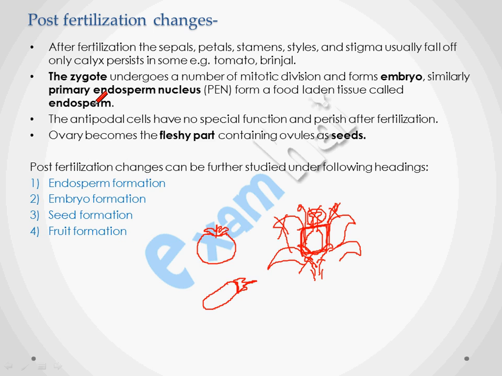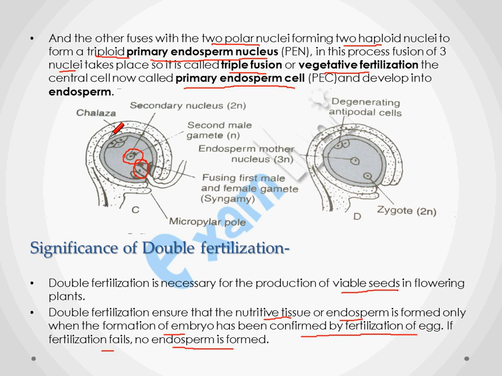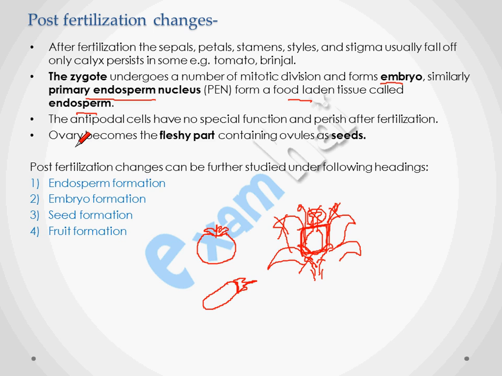The zygote undergoes a number of mitotic divisions and forms the embryo. Similarly, the primary endosperm nucleus forms the food-laden tissue called endosperm. The antipodal cells, these are the antipodal cells, have no use, so they will degenerate and perish. Then the ovary becomes the fleshy part containing the ovules as seeds. This will become the fruit, the fleshy part, and the ovules will become seeds.